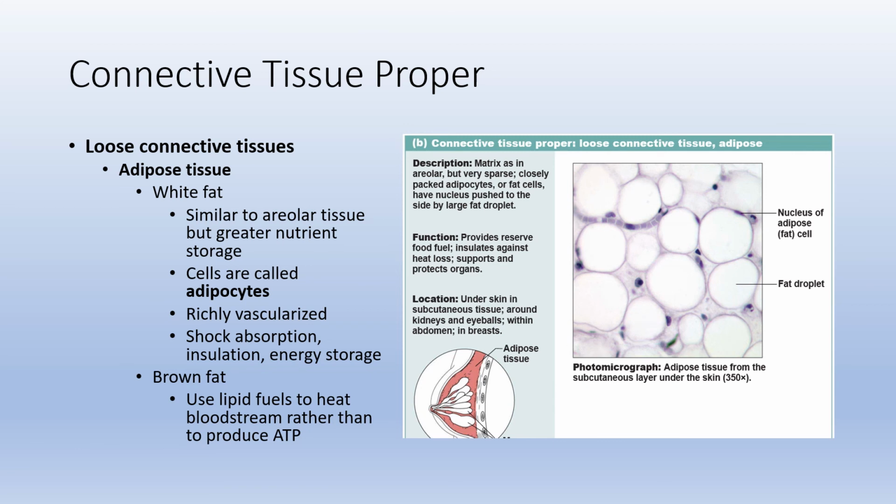The next type of loose connective tissue is adipose tissue, and if you are familiar with the term adipose, it means fat. There are 2 types of fat or adipose tissue in the human body: white fat and brown fat. White fat is the kind of fat that we usually think about. The cells that are found in adipose tissue are known as adipocytes. That tissue is highly vascularized, meaning it has a rich blood supply. It's great for shock absorption, insulation, and it's also good for storing energy in the form of lipids.